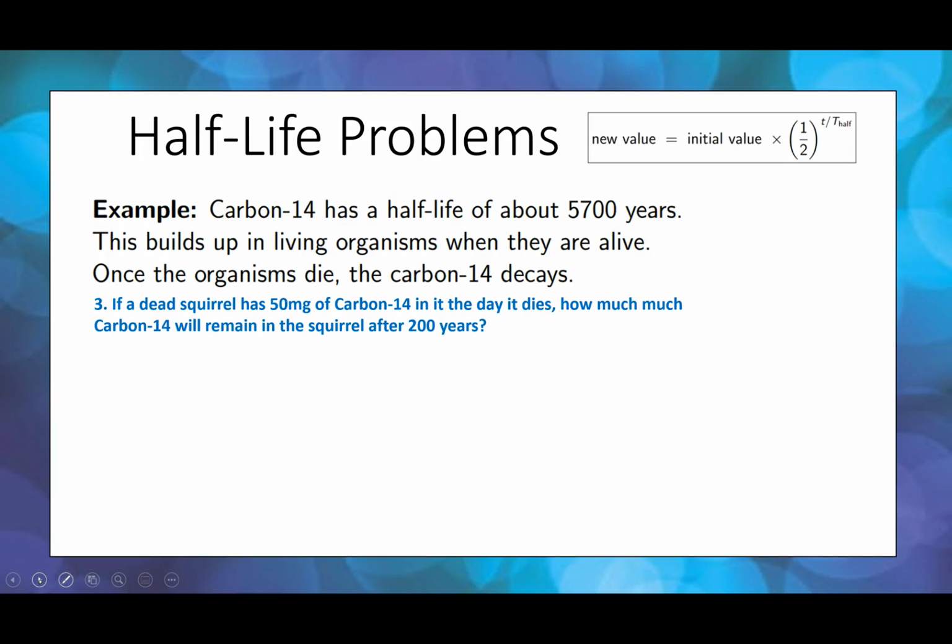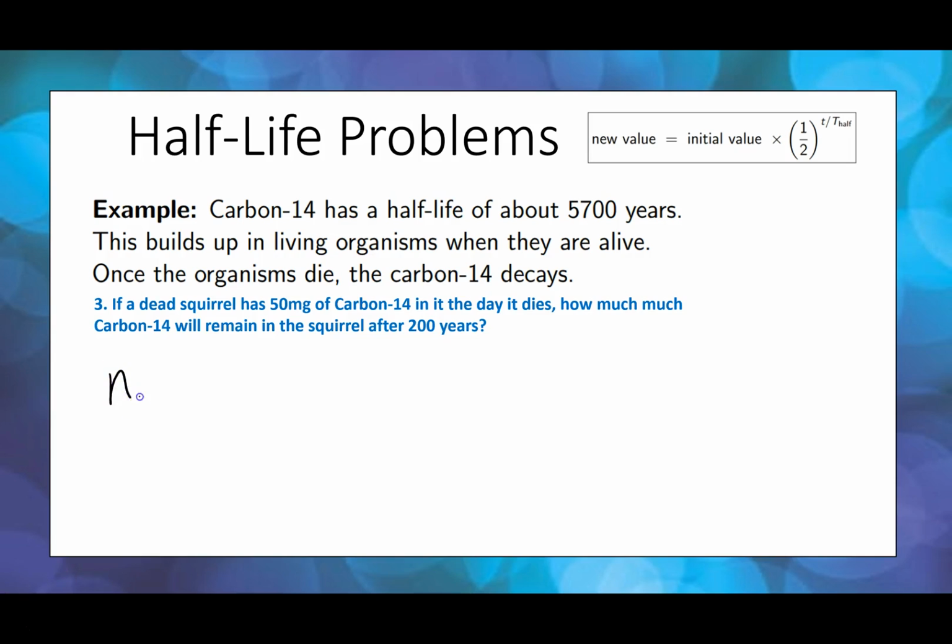Carbon-14 has a half-life of about 5,700 years. This builds up in living organisms when they are alive. Once the organism dies, the carbon-14 starts to decay. All right, so if a dead squirrel, sweet, has 50 milligrams of carbon-14 in it the day it dies, how much carbon-14 will remain in the squirrel after 200 years? A little creepy to think about.